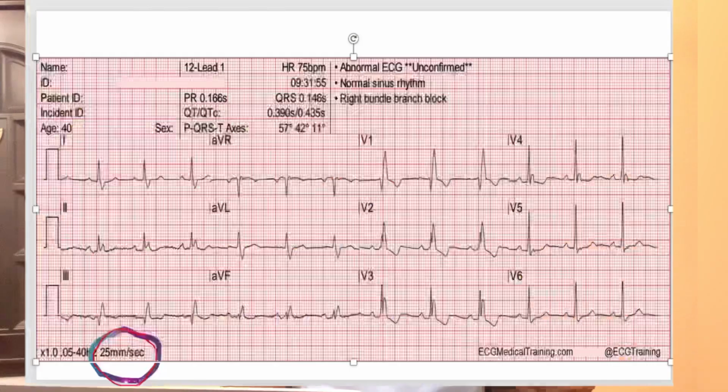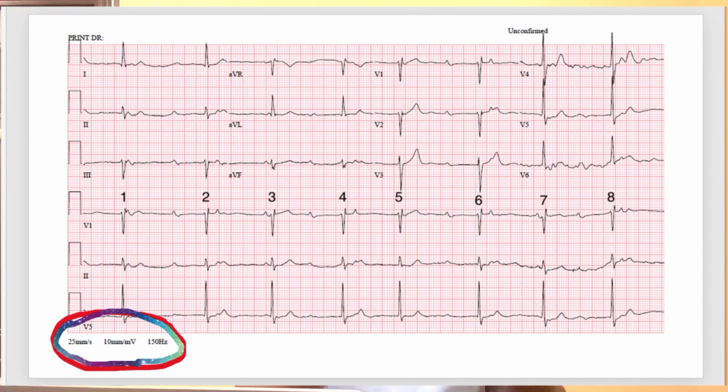Ladies and gentlemen, because of the importance of some of these values or measurements that we have discussed, the information is usually captured even on the ECG paper. And we usually find this information at the left bottom corner of the paper. And as shown in this image, we see the 25 millimeters per second.